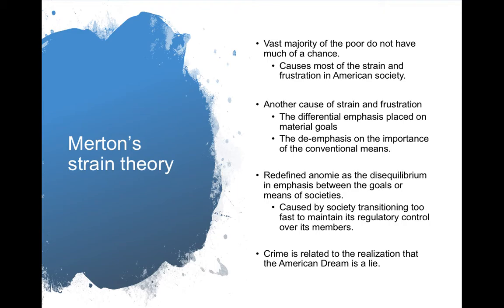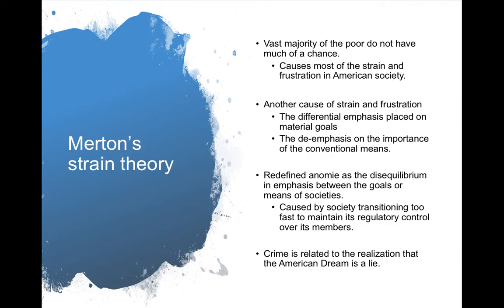So, like Durkheim's original idea, Merton's anomie was a negative state for society, although the two men had different explanations for how this state of society came about. Again, going back to our original objective. While Durkheim believed that anomie was primarily caused by society transitioning too fast to maintain its regulatory control over members, think of social movements, think of a war, etc., for Merton, anomie represented too much focus on the goals of wealth in the United States at the expense of the conventional means. So, what do we mean by this?